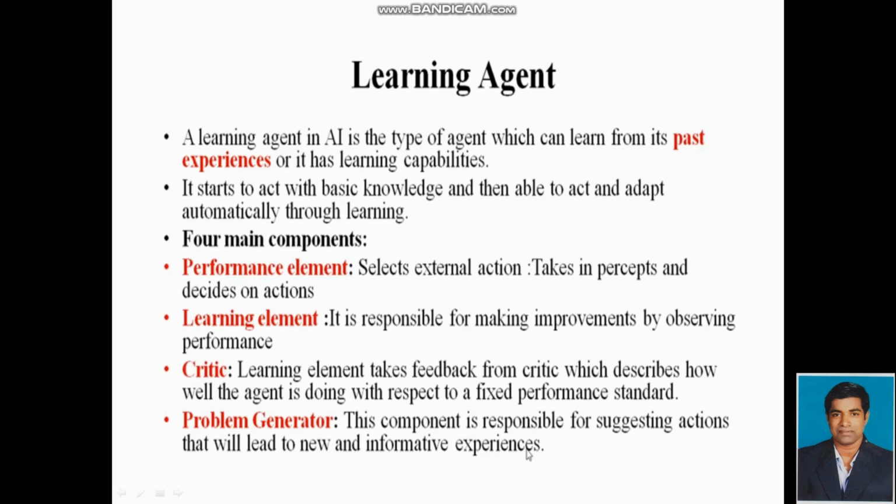Learning agent. A learning agent in AI is the type of agent which can learn from its past experiences, or has learning capabilities. It starts to act with basic knowledge and is then able to act and adapt automatically through learning. Four main concepts: performance element, learning element, critic, problem generator. The performance element selects external actions, taking in percepts and deciding on actions. The learning element is responsible for making improvements by observing performance.